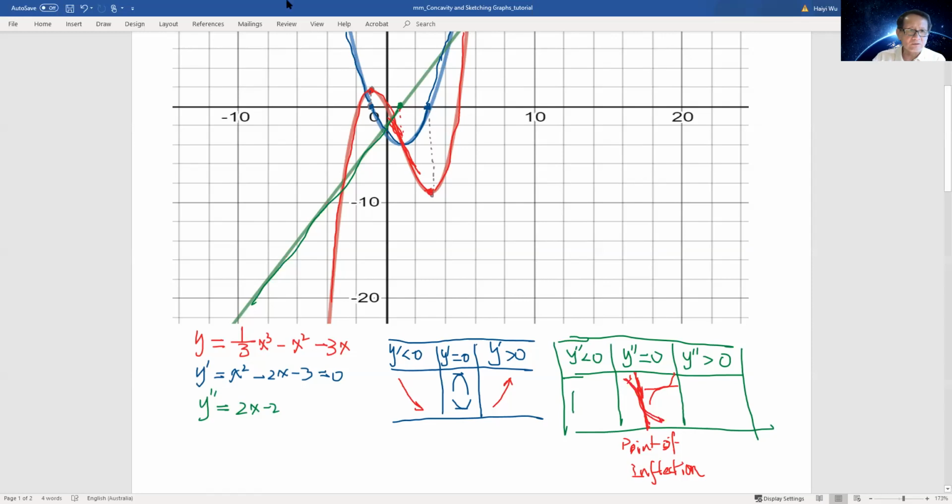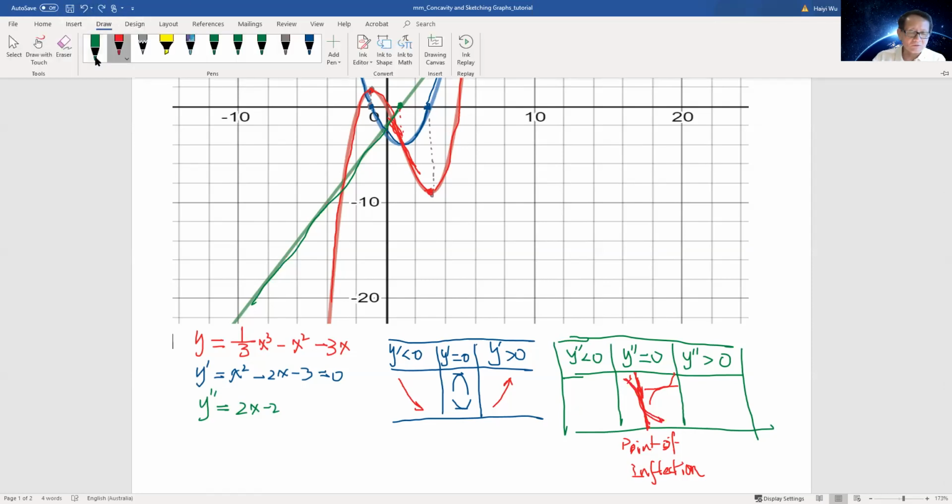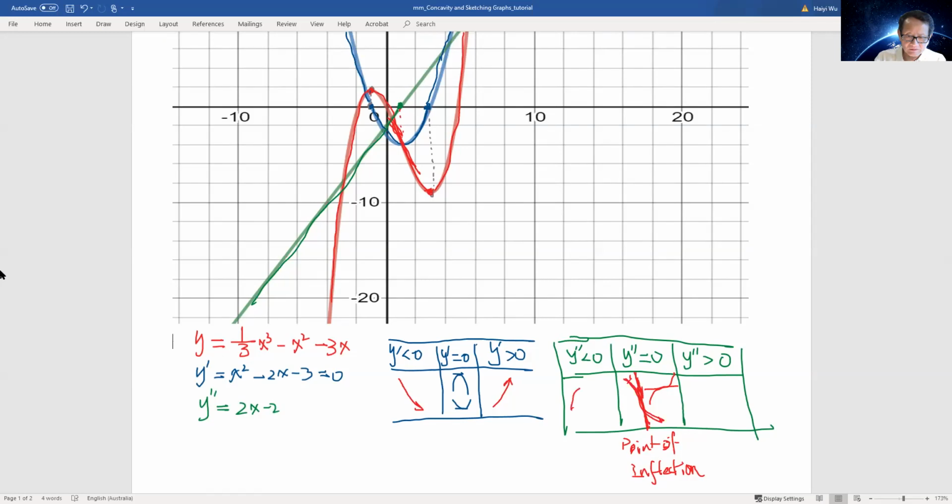So I'm going to use red color instead of green. So I'm going to change to red. So the original graph is concaved, but we call it concave down. Concave down. So this is a concave down.